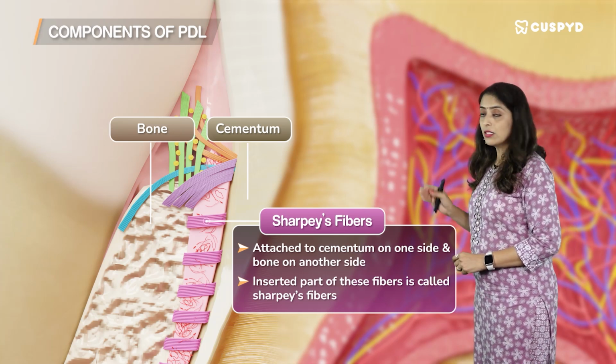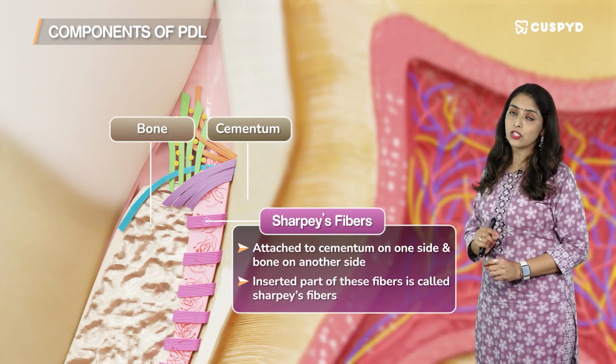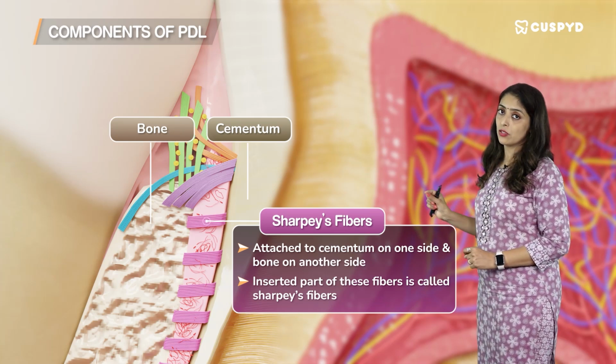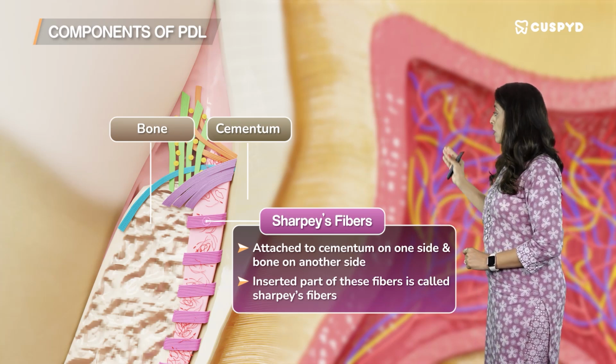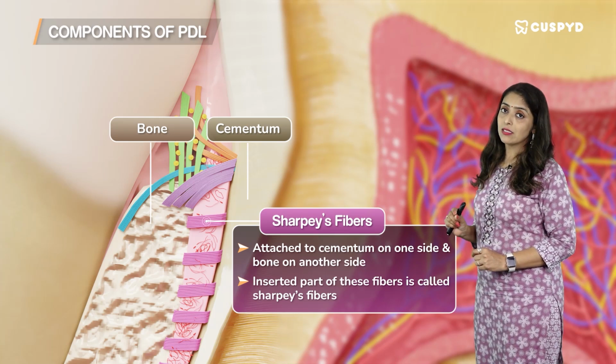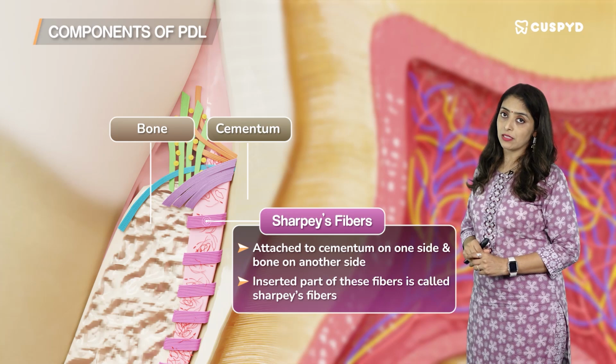When they are inserted into the cementum, the thickness of the Sharpey's fibers is less as compared to those that are inserted into bone. So, if you look at the bone, the part of the fibers that have entered into the bone are much thicker as compared to the Sharpey's fibers that are present in the cementum.